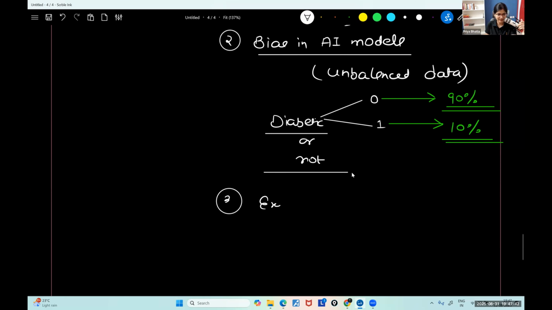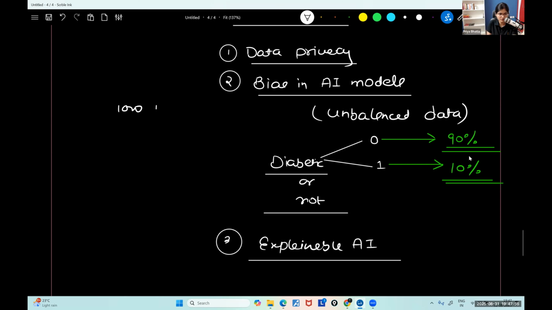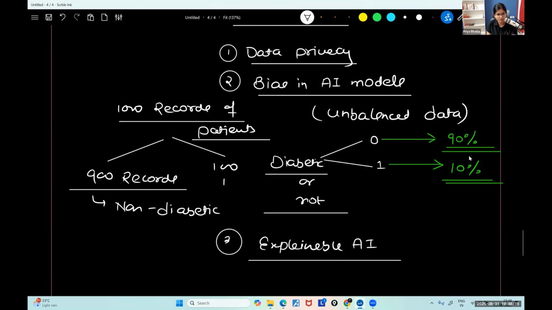Third challenge will be explainable AI. What is the meaning of explainable AI? 90% meaning, for example, if you have 1,000 records of patients, 900 records ideally belong to patients who are non-diabetic, and only 100 records in the real world belong to diabetic. That's the meaning of 90% of records belonging to the zero class and 10% to the one class. So that's why it's imbalanced.